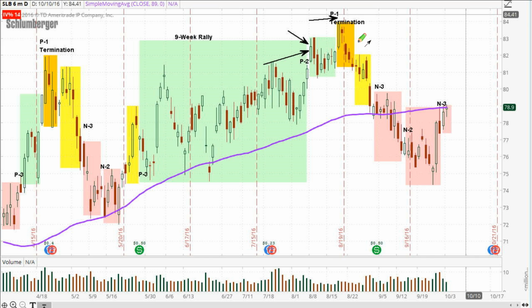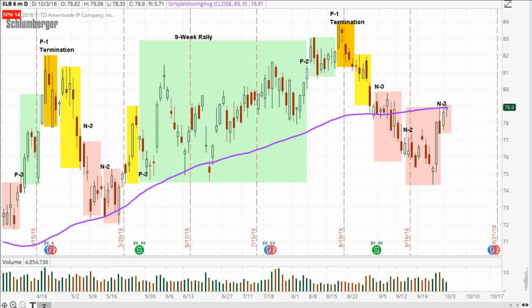So then it rolls over and actually went negative, that you could see right over here. Went N2 and then rallied back and went N3 again. So right now the odds are high that it's going to be rolling over in there. So that's a good look at how this works. Now, some things are going to be a lot smoother and some things might even be choppier.